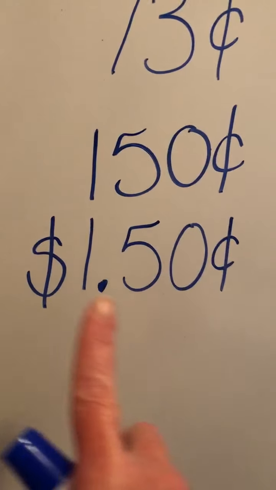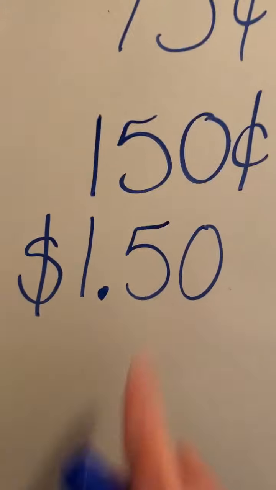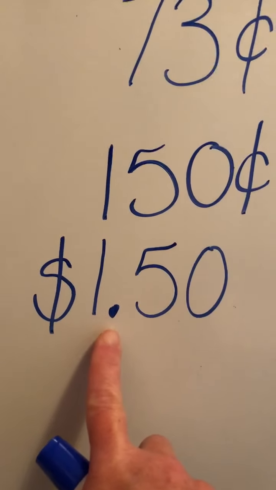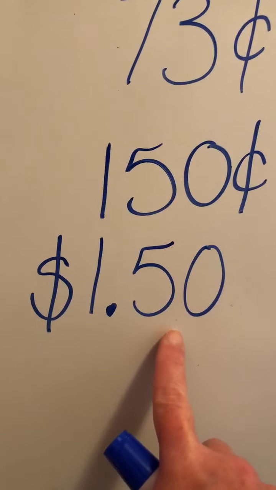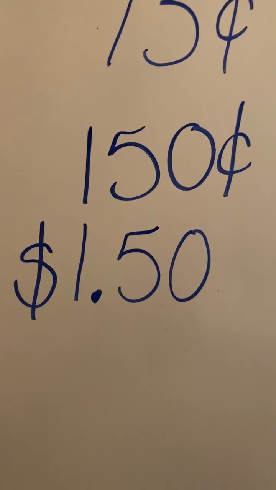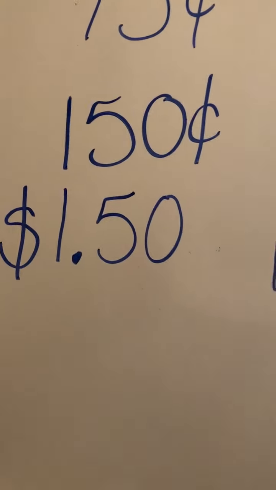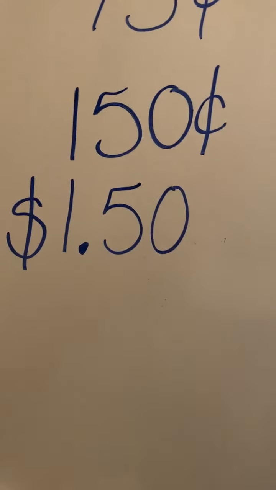$1.50. Nope, the dollar sign is all we need, because that shows us $1, and the decimal divides it from the cents. So when we see that, we just know what that says: $1.50. We do not use a cent symbol here, okay? Good job. Okay, so let's do another one.